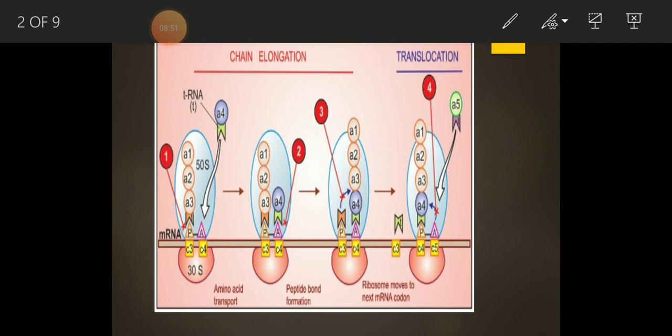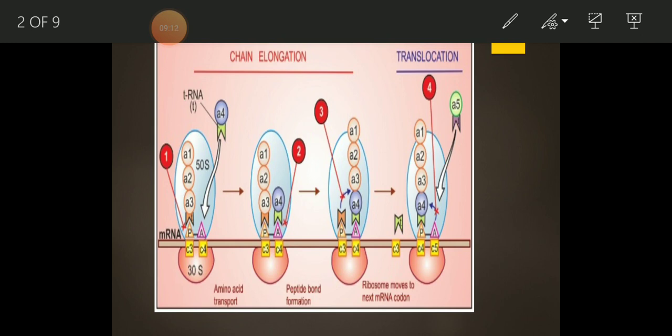Fidaxomicin, which is a bactericidal one, is active against Clostridium difficile and has no action against other organisms. It is poorly absorbed when given orally and available for oral use for therapy of Clostridium difficile infection.